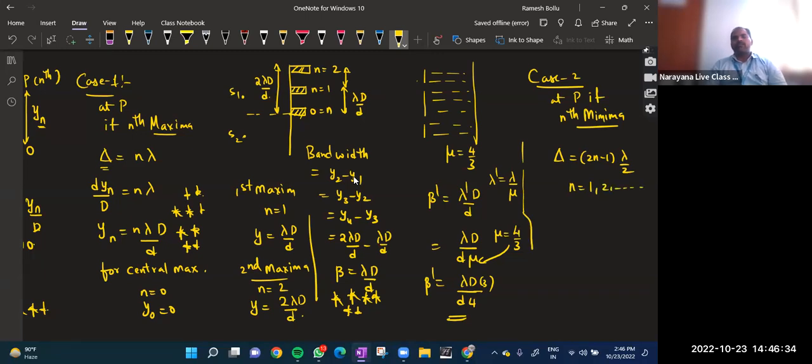What is the condition for path difference? The delta formula: d yn by capital D equal to 2n minus 1 into lambda by 2. So what is the distance between the center and the nth minima? 2n minus 1 into lambda by 2 and into D by small d. This is the distance between the center and the nth minima.